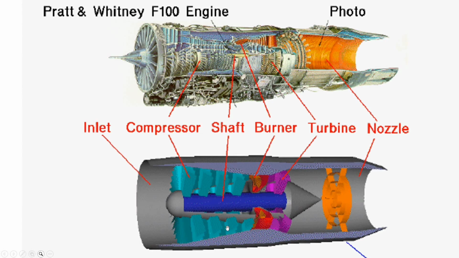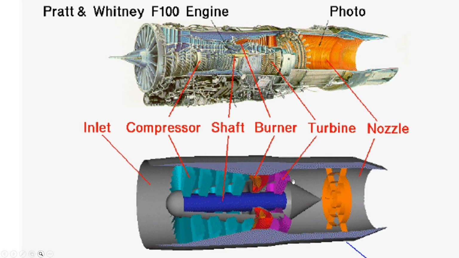Immediately downstream of the inlet is the compressor section, shown in cyan. The compressor is connected by a shaft, shown in blue, to the turbine section, which is shown in magenta. This shaft transmits mechanical power from the turbine to the compressor.